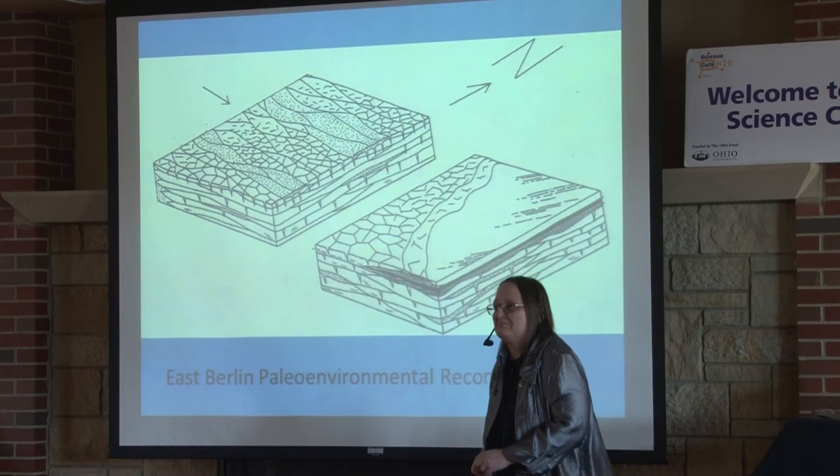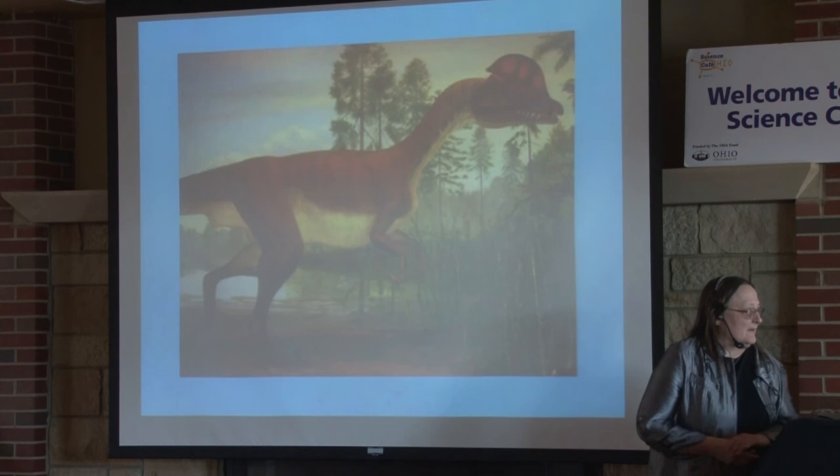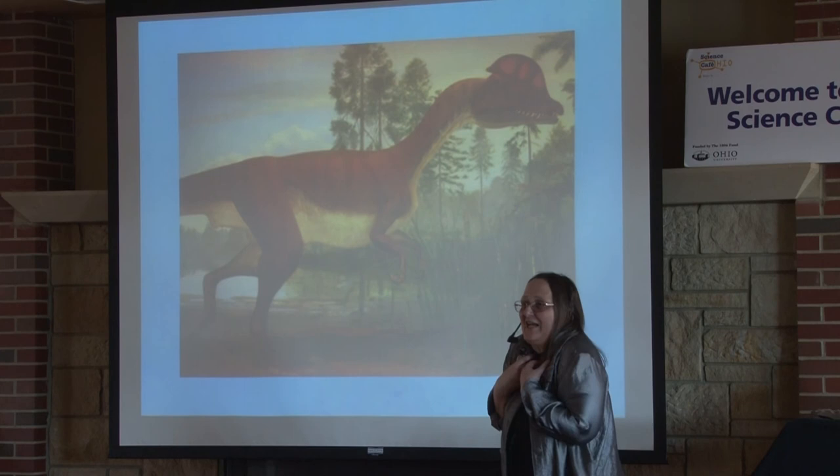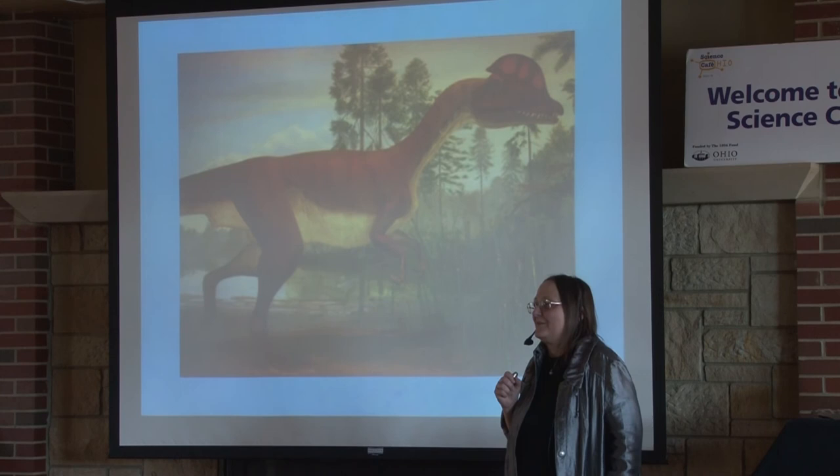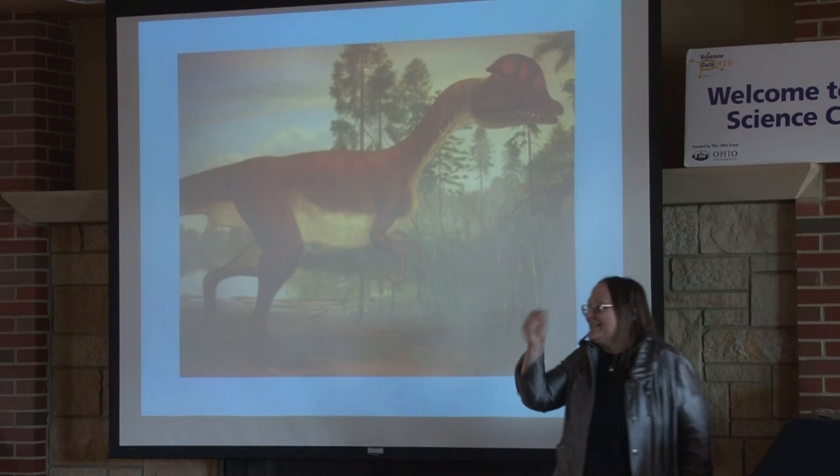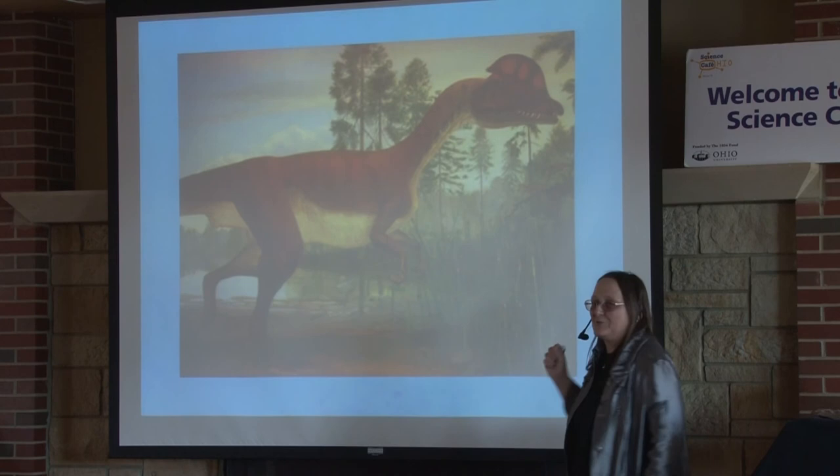So basically, this is wrong. The animal may be correct, but they didn't ask a sedimentologist to tell them that that's not what it looked like in the past. All right? Paint a different picture for my East Berlin formation there, right? So the rocks can tell you a lot. They talk to me all the time. All right? So this is what I like to do for a living, is try to guess these things.